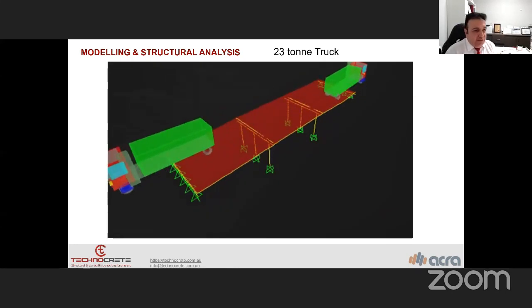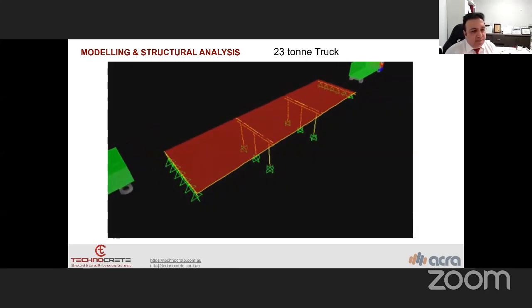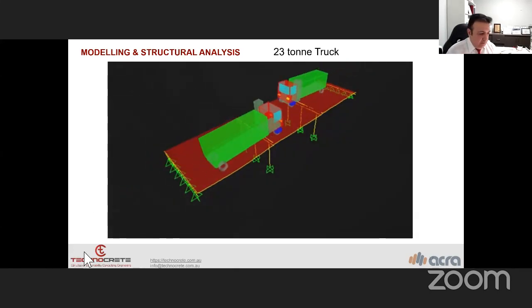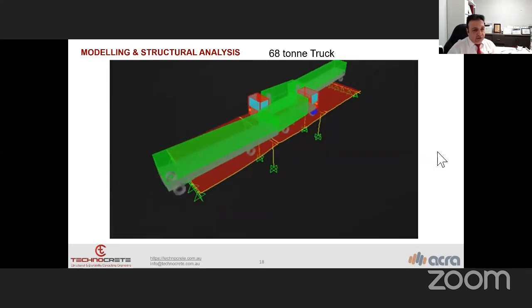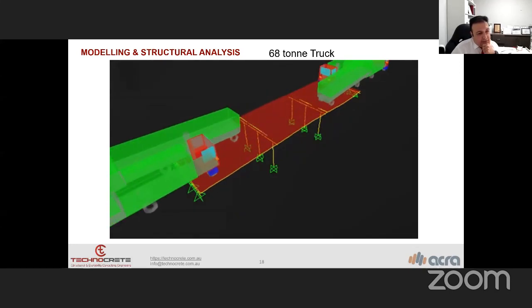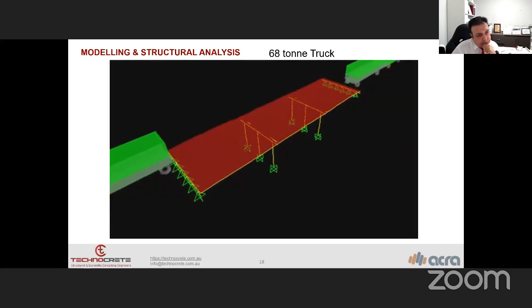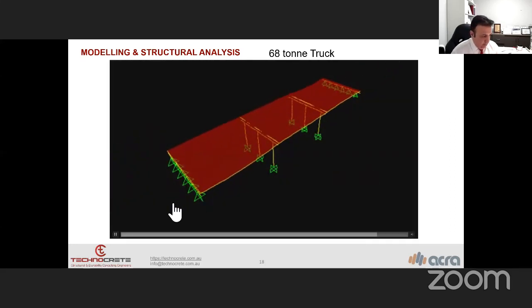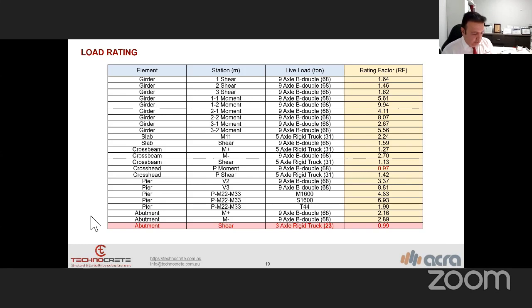This is the 23-ton, and you can see the deflection, which is acceptable. And this is the investigation on the 68-ton truck. Then you can see excessive deflection. Okay, and then we could rate the load capacity of the bridge.